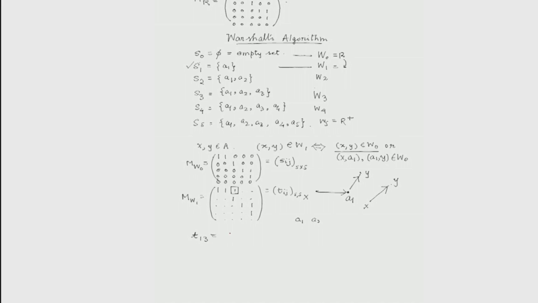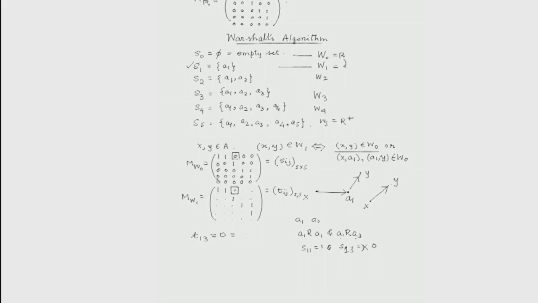So, I am to decide whether T13 is 0 or not. For that, I have to check whether A1 is related to A1 and A1 is related to A3. A1 related to A1 is given by the entry S11. If A1 is related to A1, then S11 must be 1, and if A1 is related to A3, then S13 ought to be 1 also, but we see that S13 is not 1, but it is 0. So, this is not correct. S13 is 0. Therefore, T13 is 0.